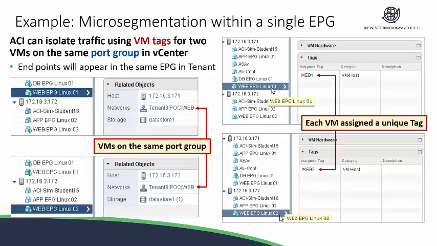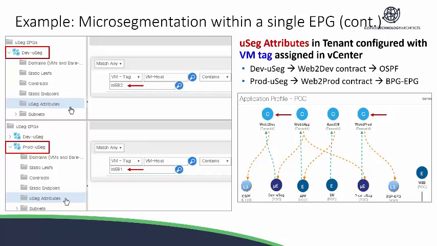Here's an example of microsegmentation within a single EPG. ACI can isolate traffic using VM tags for 2 VMs on the same port group in vCenter. You can see that each VM is assigned a unique tag. And here's an example of the microsegmented EPGs for dev and prod. So you can see the microsegmentation attributes based upon their actual tags, Web 2 and Web 1. And the Web 2 dev contract goes out OSPF, and the prod goes out the Web 2 prod contract under the BGP EPG.